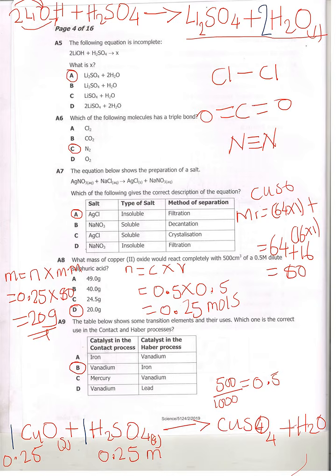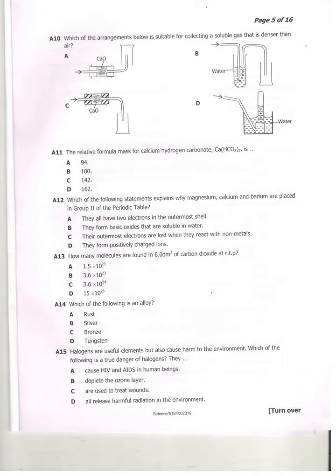Okay, now let's move on to question 10. Which of the following arrangements below is suitable for collecting a soluble gas and is denser than air? Since this gas is denser than air, we are going to have a downward displacement of air. Also, we are told it is soluble, meaning it dissolves in water, so you cannot use water. So the best method here is C.